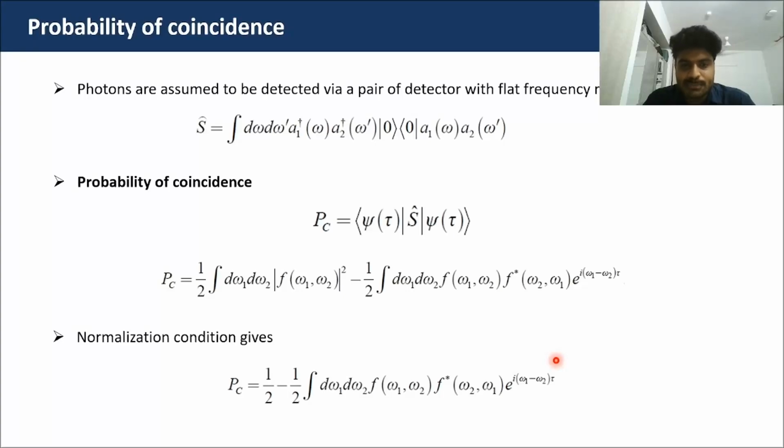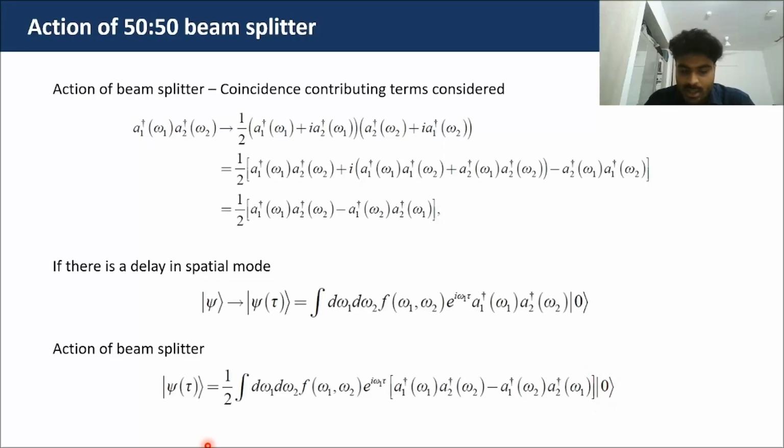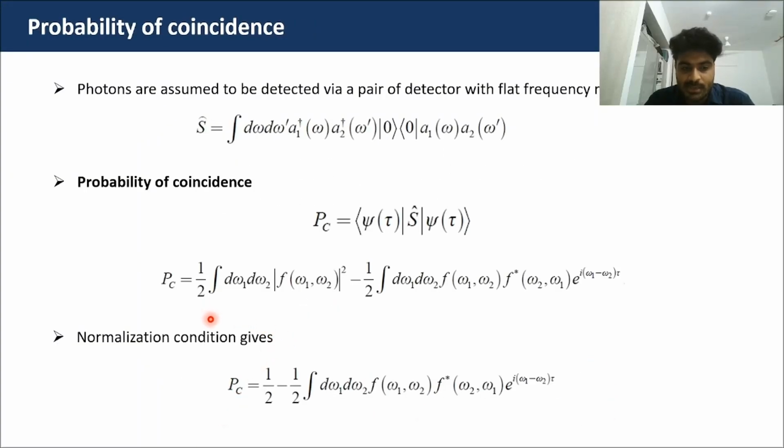Now, the next part after the beam splitter is the detection of the photons. So we detect using a pair of detectors with a flat frequency response, given by this operator, the S operator, which is represented as the outer product. To determine the probability of coincidence, we take the expectation value of this particular operator, S. Once we substitute the value of psi of tau, which is nothing but this state, and do the mathematical simplifications, we have this expression.